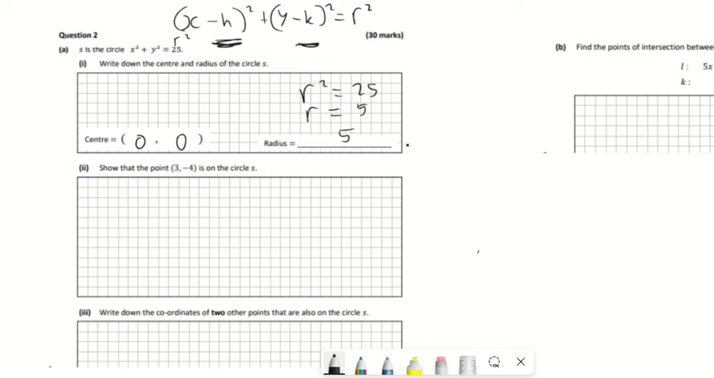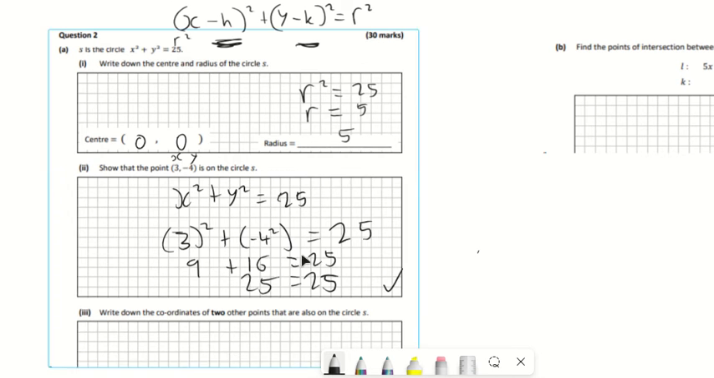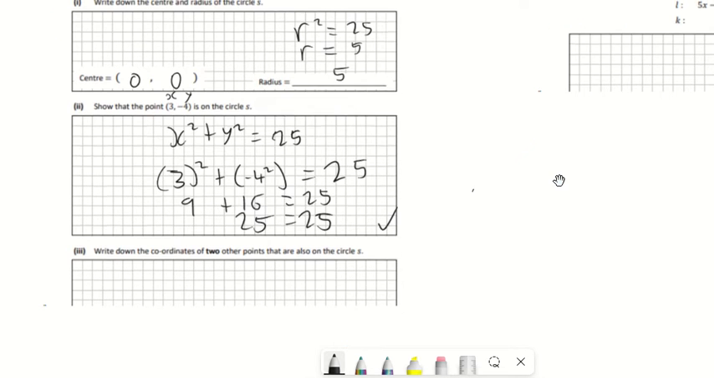Show that the point (3, minus 4) is on the circle. I'm just going to sub in values of x and y. So x squared plus y squared is equal to 25. We've got 3 squared plus (minus 4) squared, so we have to see if that equals 25. 3 squared is 9, minus 4 squared is 16, which is equal to 25. So 25 is equal to 25. Because we got something that's true at the bottom, it works. So it is on the circle.